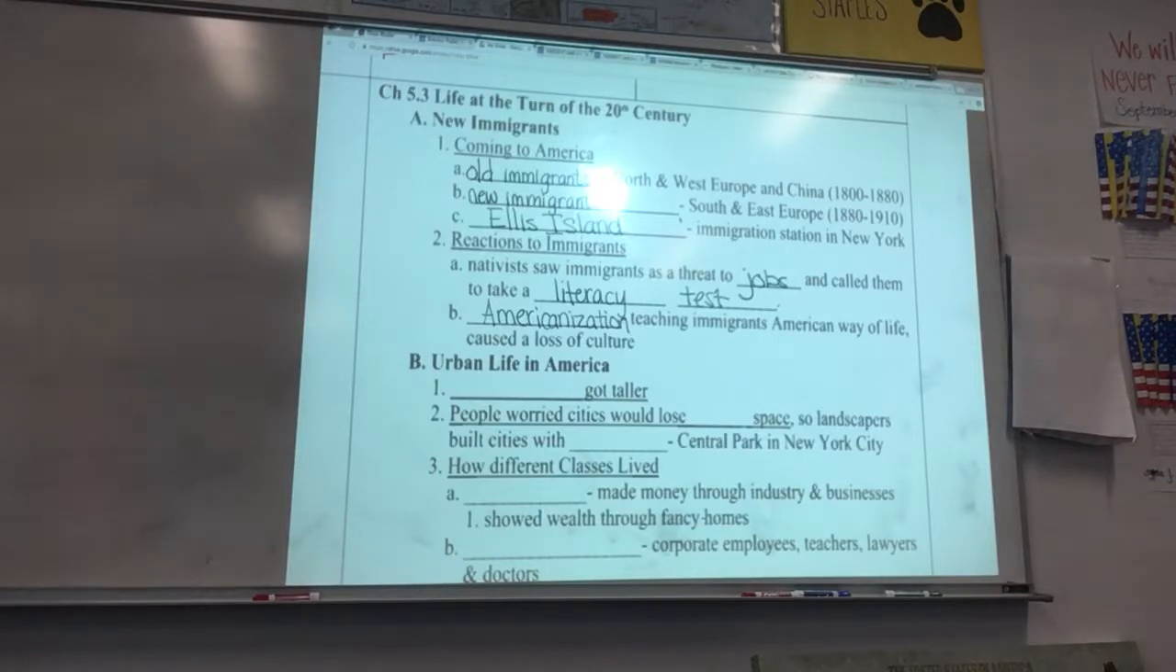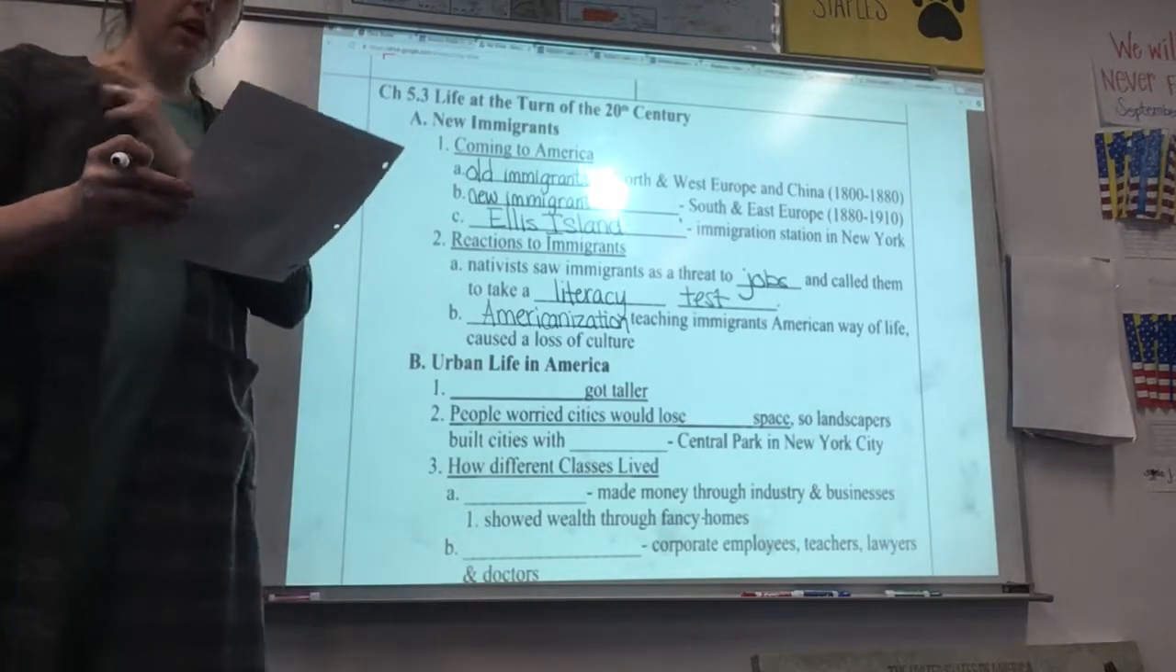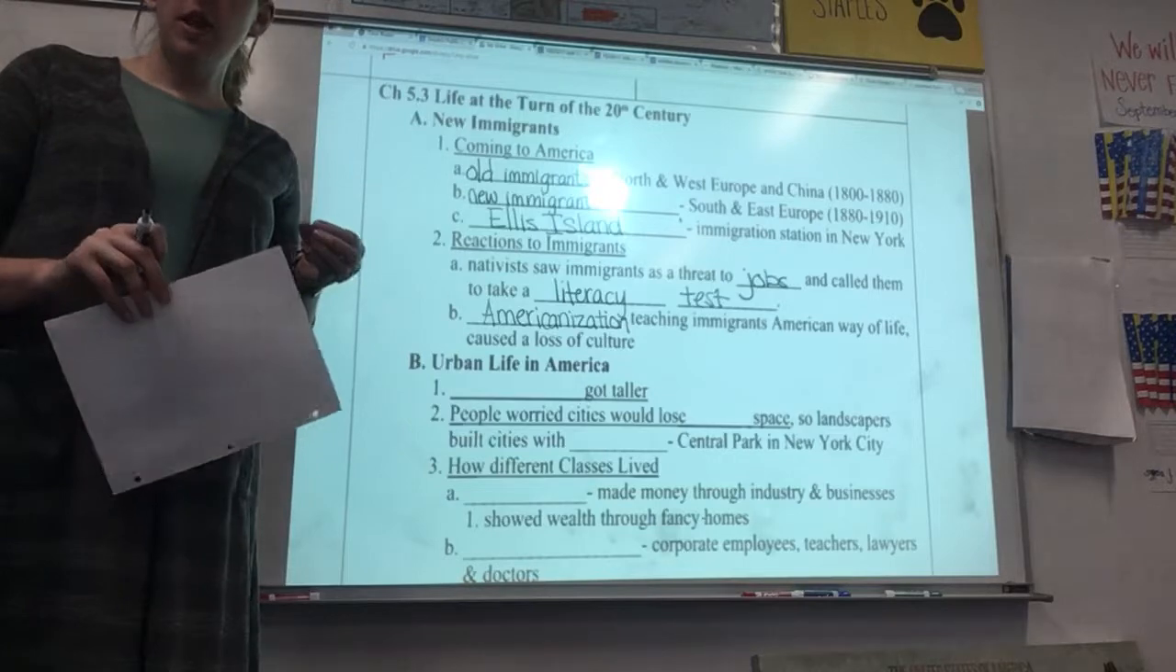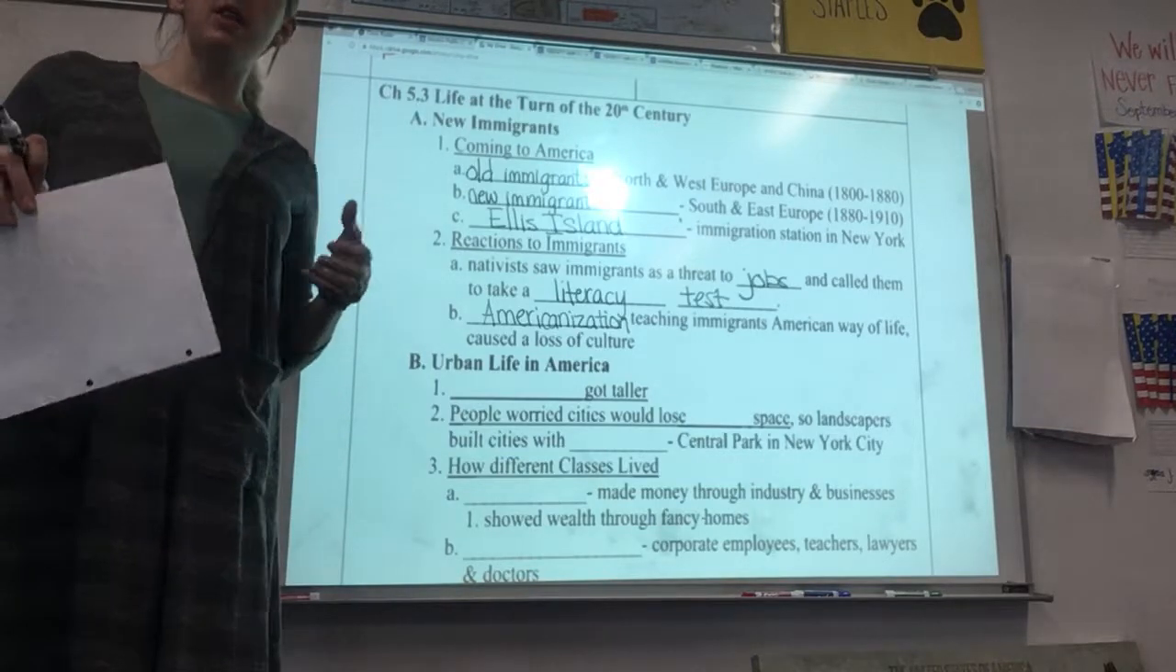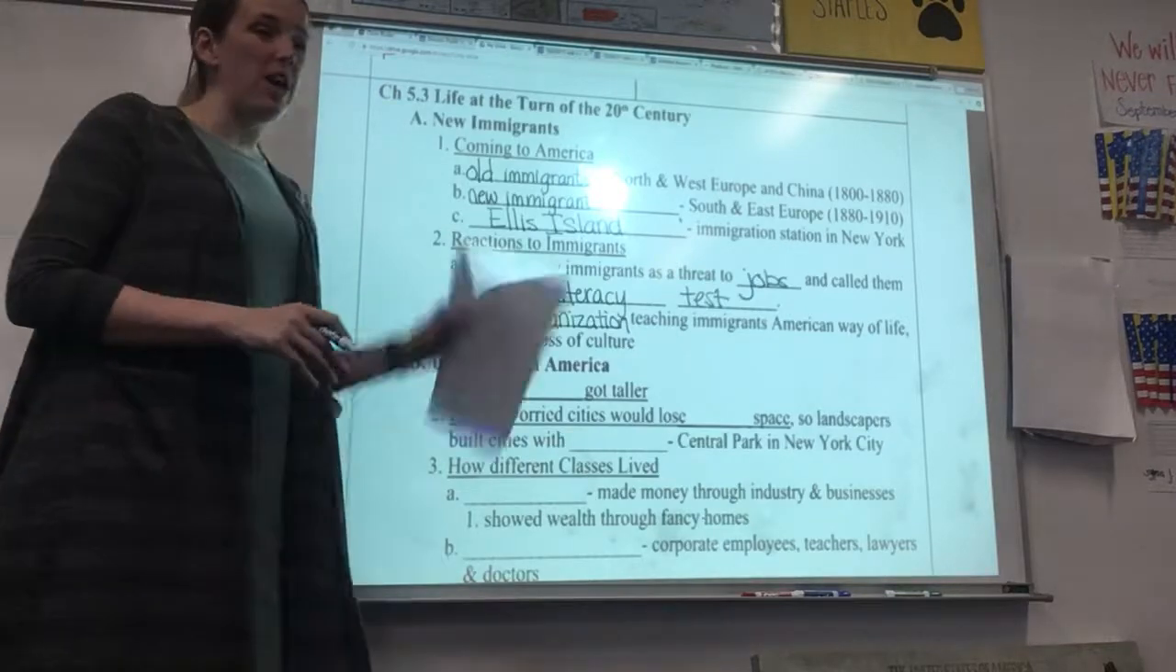Just start between. Okay, so, urban life in America. Urban means city, so they're talking about the different ways that the cities changed. The one big thing was buildings got way taller.